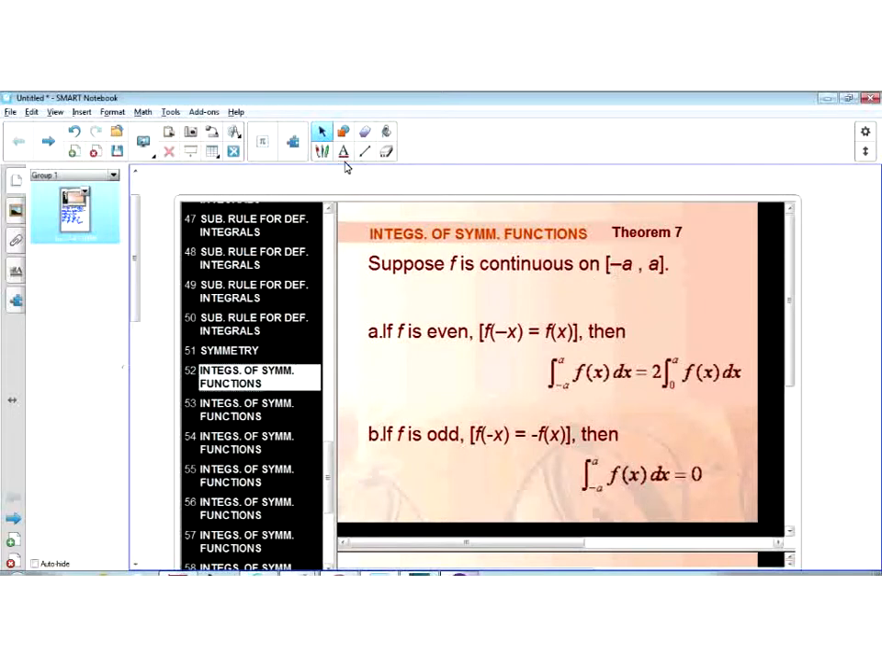Suppose f is continuous on negative a to a. So intervals like this are called symmetric intervals. Okay, they're symmetric with respect to the origin of the coordinate plane. And if you have a continuous function on a symmetric interval, and if that function is even, then you can reduce further the amount of work you do by replacing the bounds of integration with 0 to a and then doubling the result. If it's odd, this is particularly nice, the definite integral of an odd function over a symmetric interval is 0. Okay, so that's very nice.